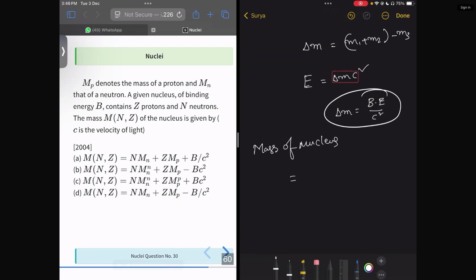The mass of the nucleus will be the mass of protons, Z into Mp, plus the mass of neutrons, N into Mn, minus the mass defect, which is the binding energy B by C square. So it will be option D.